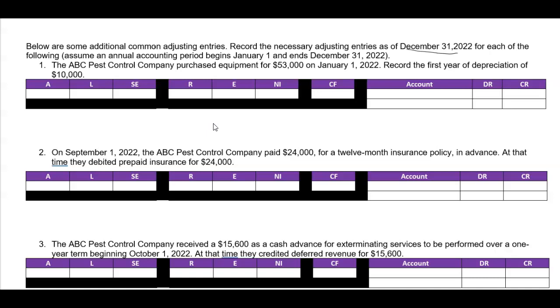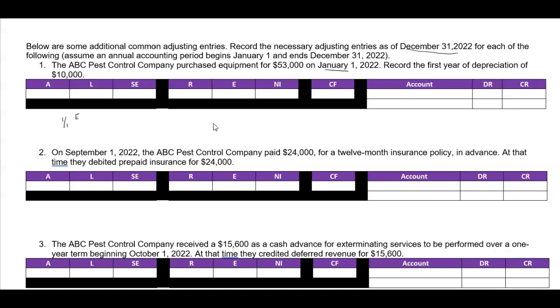All right. The ABC Pest Control Company purchased equipment for $53,000 on January 1st of 2022. So they bought this equipment on day 1 of this year. Record the first year of depreciation of $10,000. Now, what happens? Well, on January 1st, this is not the answer, but really quick, let's record the journal entry and talk about it a little bit.